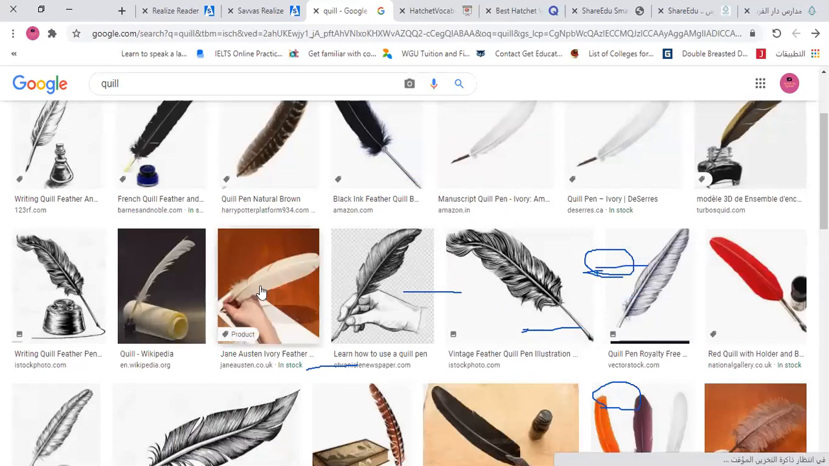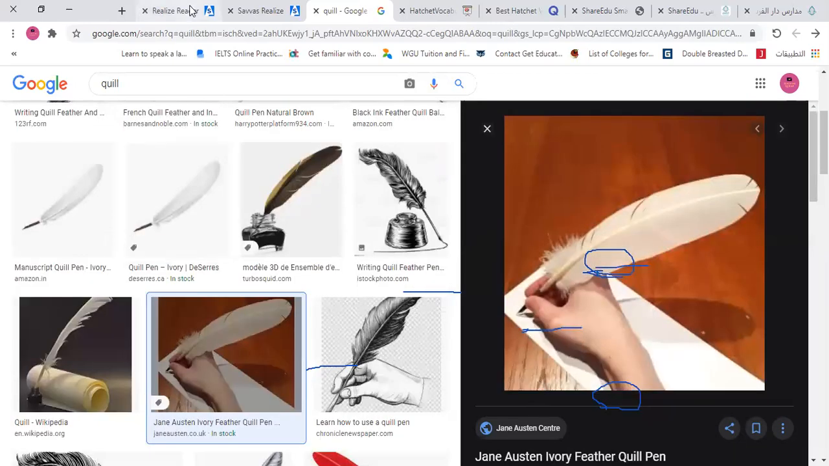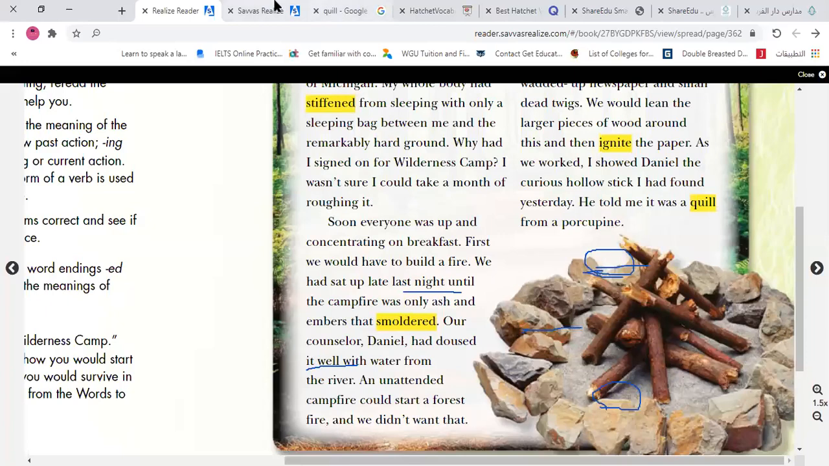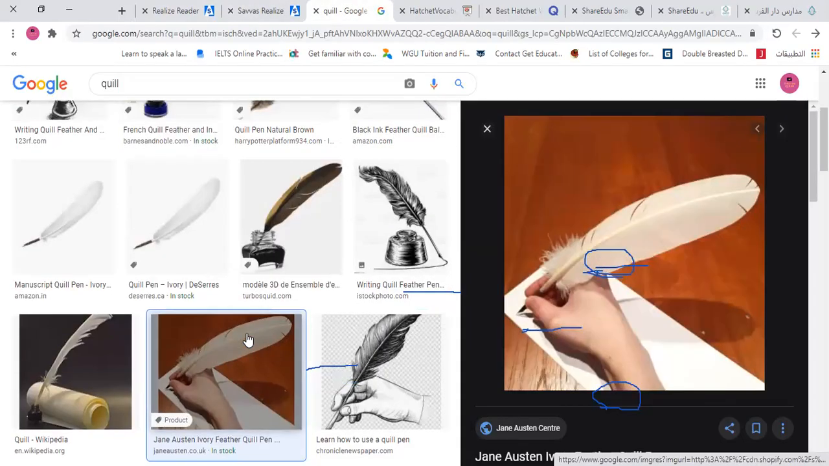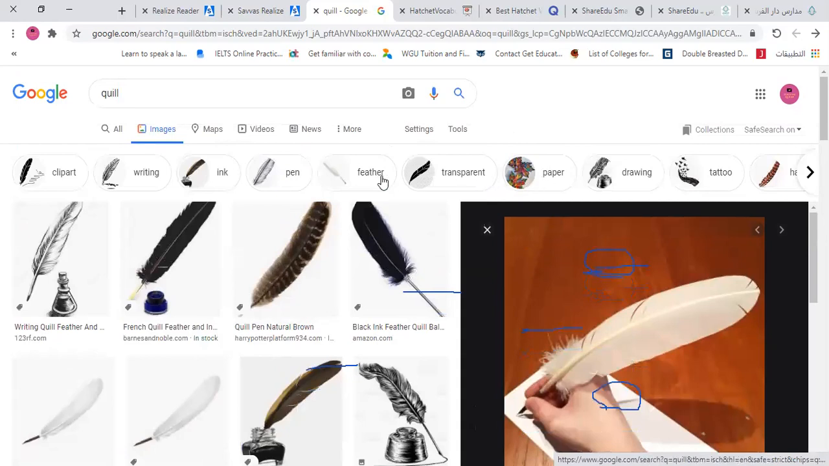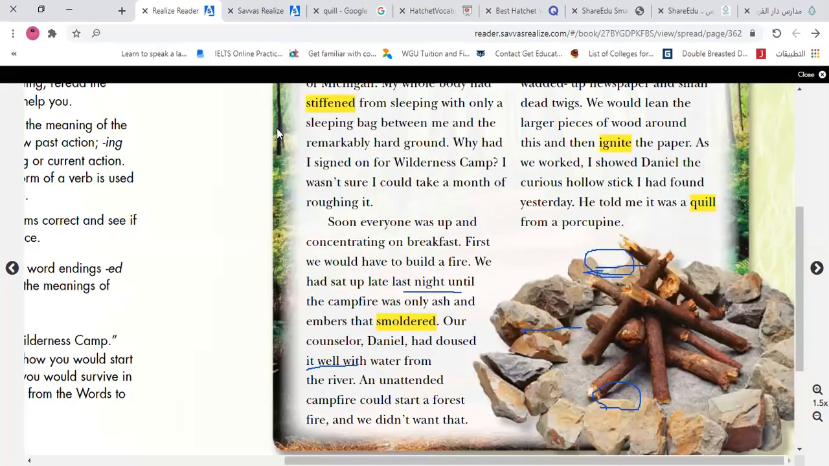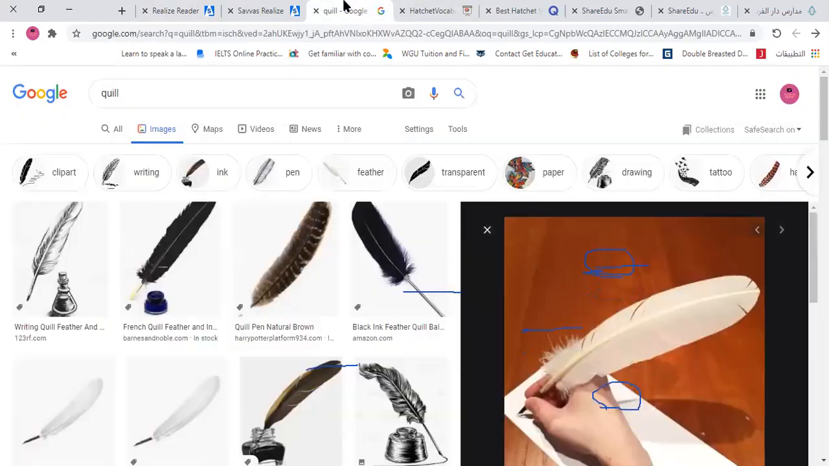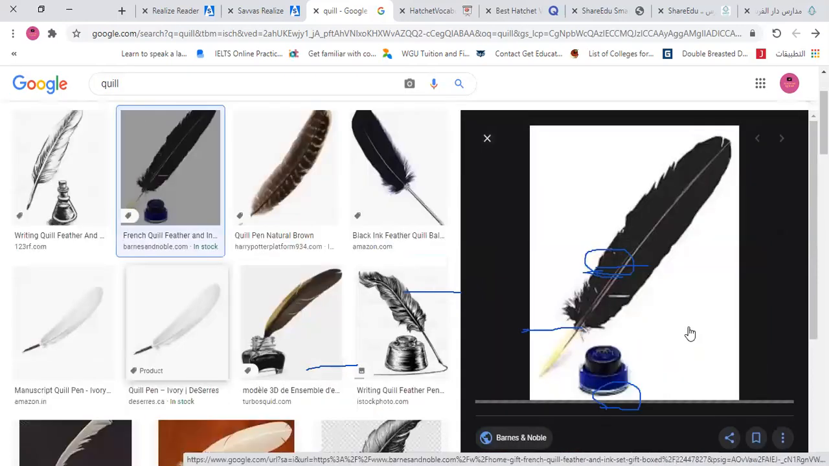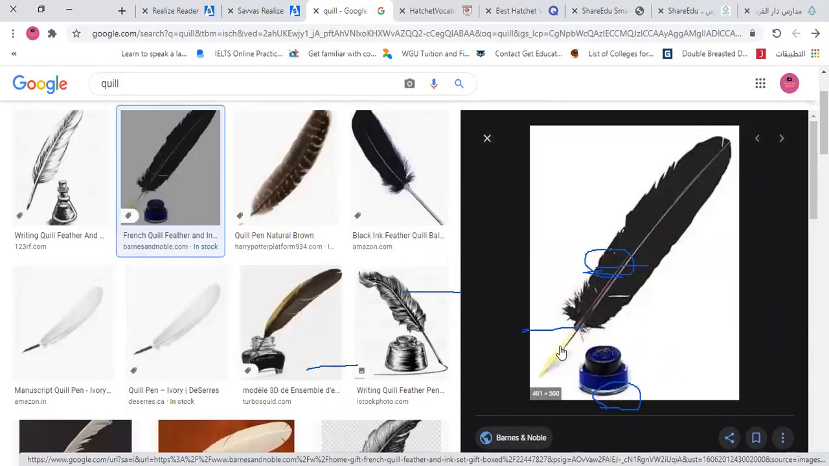Okay, Miss, why are they putting a picture of an animal for quill? They put a picture of an animal for quill. Where? They're reading this. Ah, like an animal or... I will see it with you later, but this quill is a feather that we use to write with. We put it in the ink.